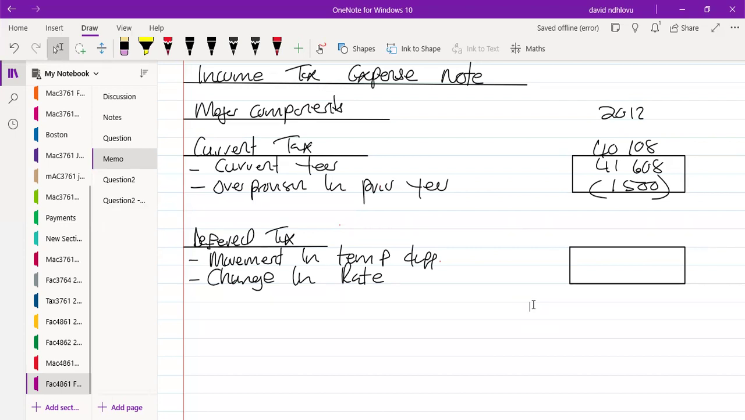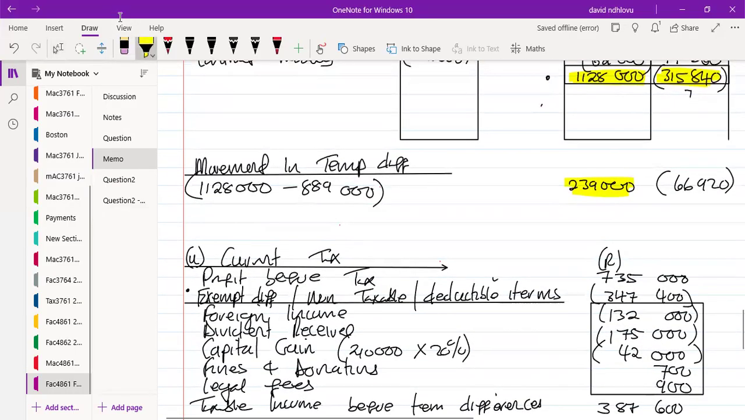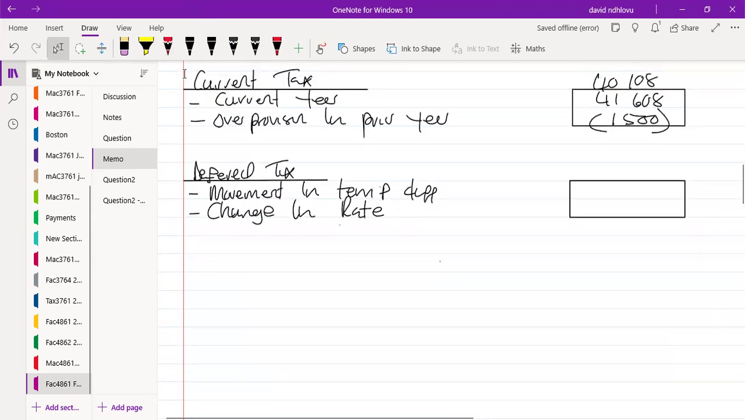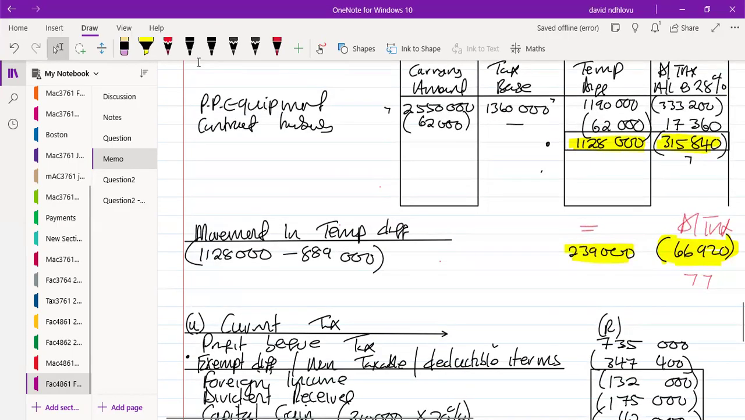Right, what you do, if you go to your calculation here, then you go to this particular figure here. That's your movement in temporary difference. That's its impact on deferred tax. Remember, this is temporary difference and this is deferred tax. So that's your movement in temporary difference, 66,920. So if you come here and say 66,920, it becomes a positive figure here. Right, if it's negative down there, at the top it has got to be positive.